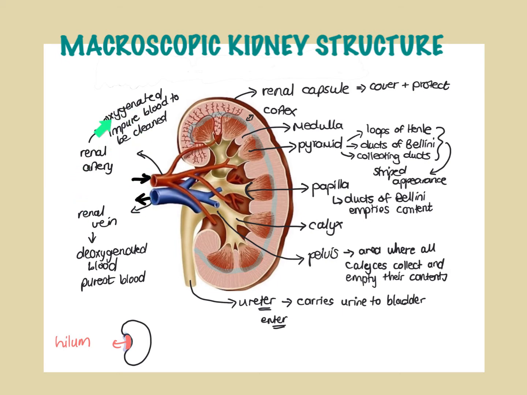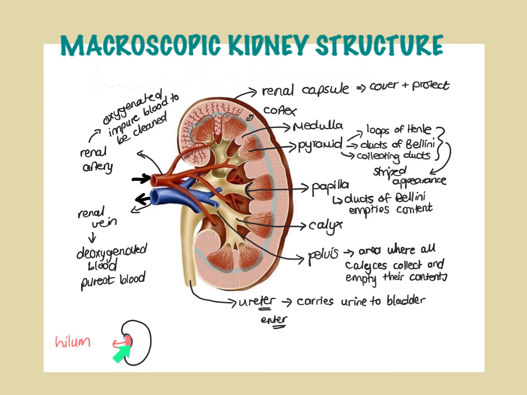Now, the renal artery is bringing oxygenated blood, but it is impure blood, so it will contain nitrogenous waste and excess salts and excess water, that kind of thing, into the kidney to be filtered, and then the renal vein removes the blood from the kidney. So it is now deoxygenated, as all of the cells in the kidney use that oxygen, but it is the purest blood that exists. It has no nitrogenous waste in it.